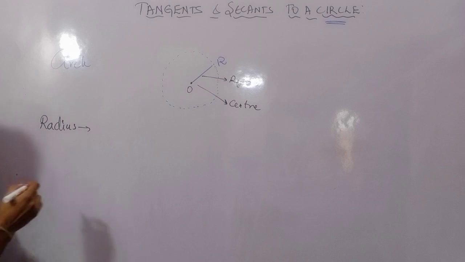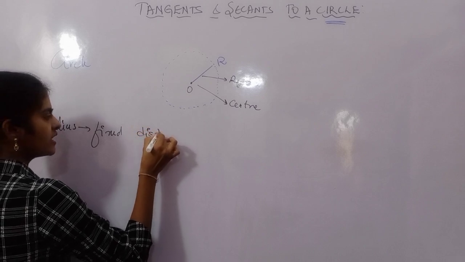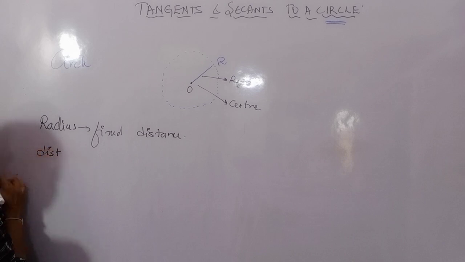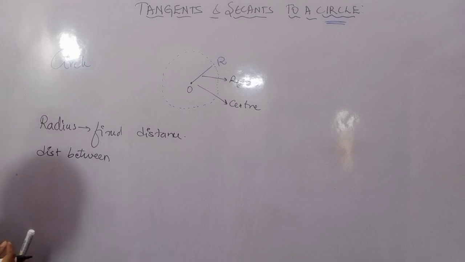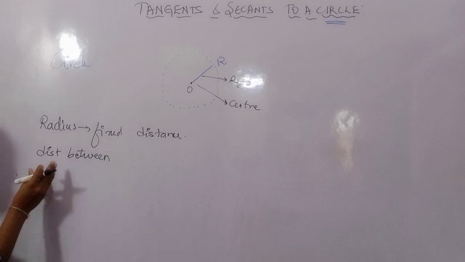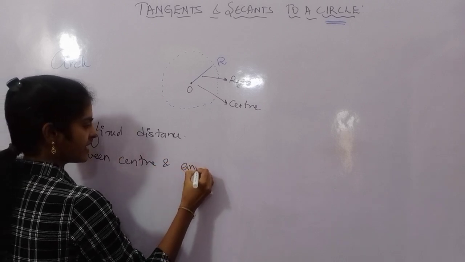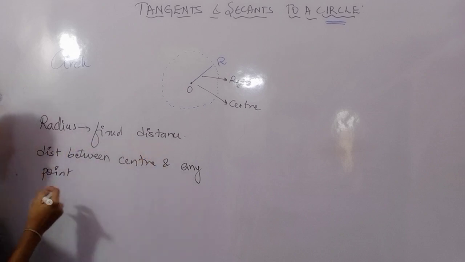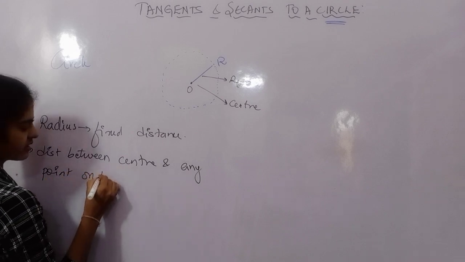Now, what is radius? Radius is nothing but a fixed distance, or in other words, it is the distance between the center and any point on the circle. You can make a note of all these important points, because these may look very small, but if they are not clear you will not be able to proceed further.